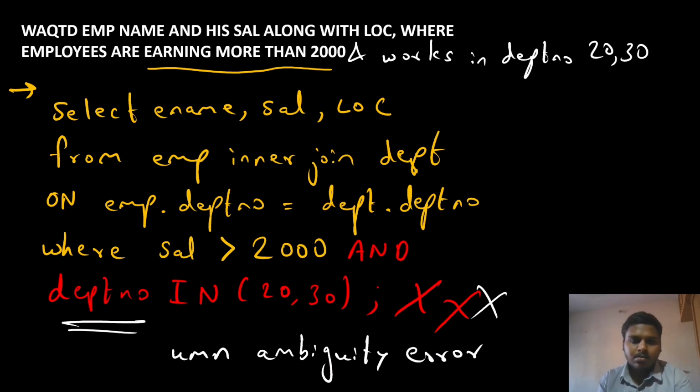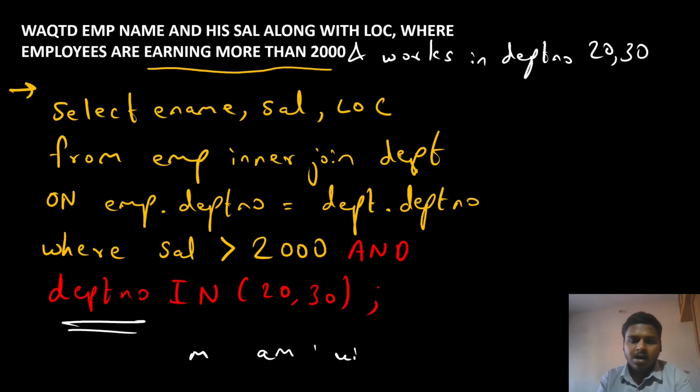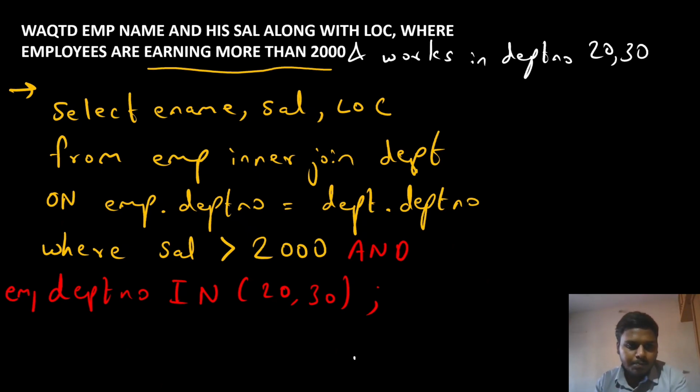So that's why we need to mention it clearly, like in the join condition we mentioned the same way. You can take EMP also, DPT also, no problem. EMP dot department number in 20 comma 30. Or you can use DPT also. No worries. I hope you have got it.